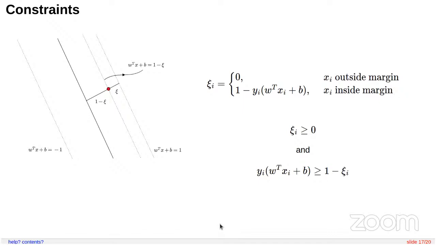Okay, so this psi I or ei is this. So what we can now do is we can now start formulating constraints. So notice that this ei is always non-negative. The other thing is I am just re-expressing this way. So yi into w transpose xi plus b will be greater than or equal to 1 minus ei.